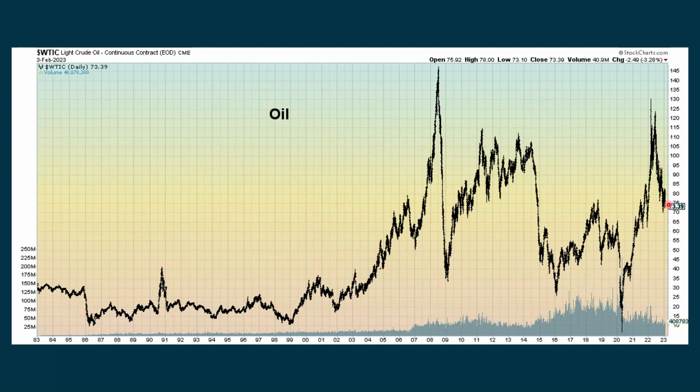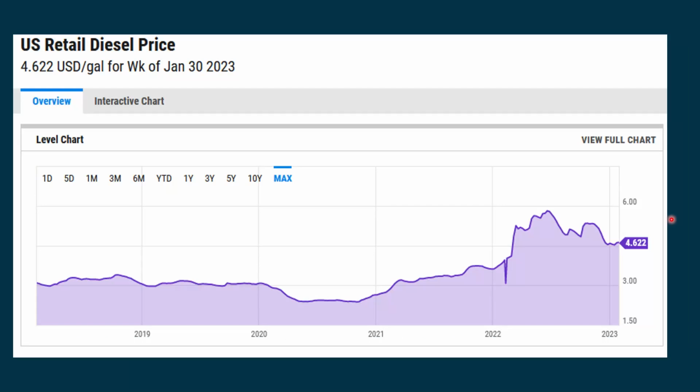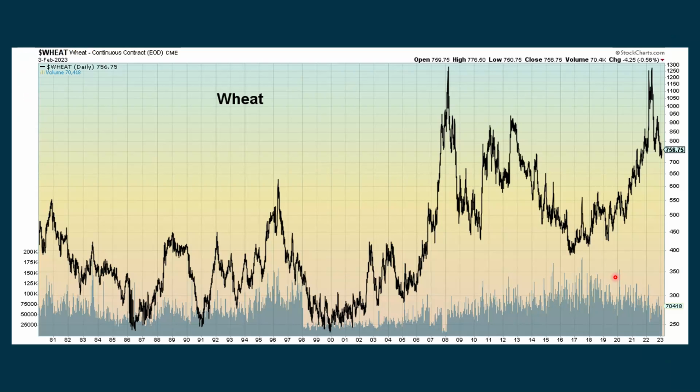Oil is also dropping lately. It's down below 75 at 73.39. Diesel has been settling around the 4.62 level. This is what is needed to transport goods using trains or 18-wheelers. When this goes up, it costs a lot more to ship things around the country. To help keep prices down, we want to see this price come down as well.